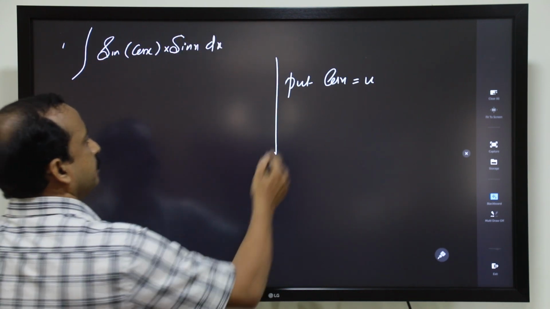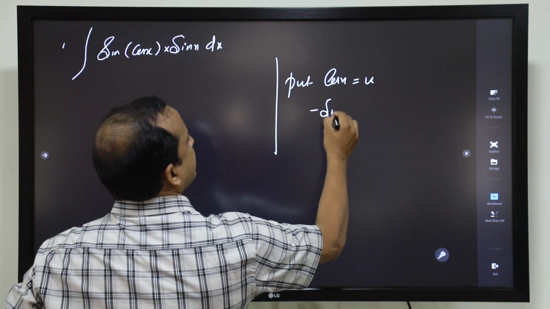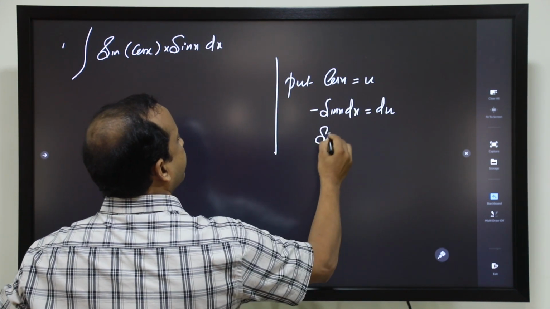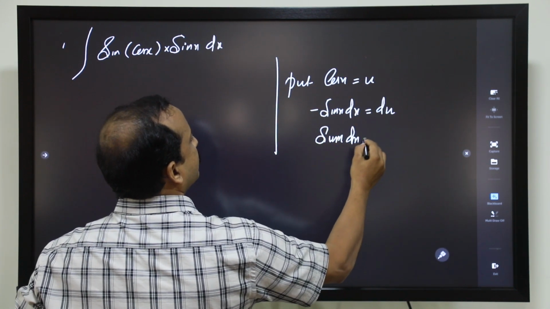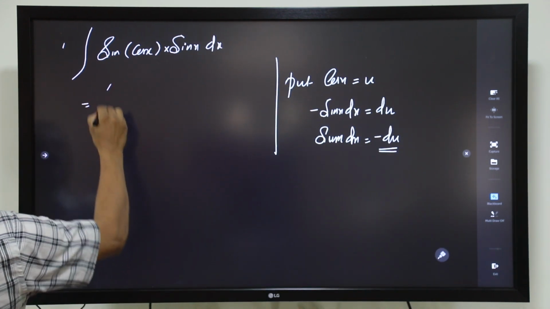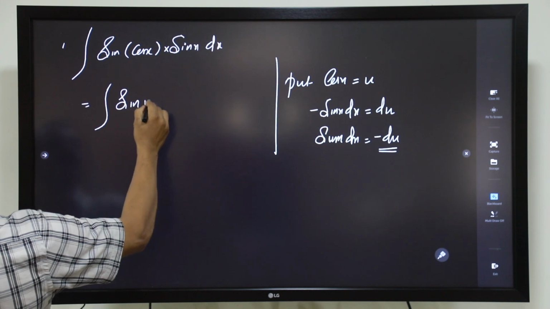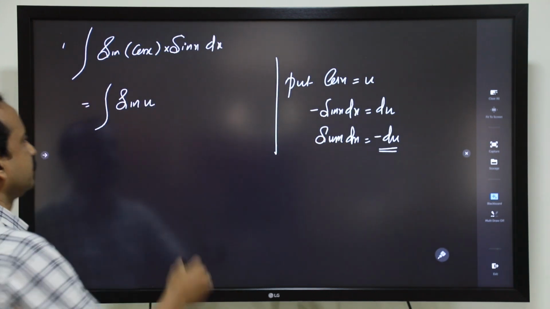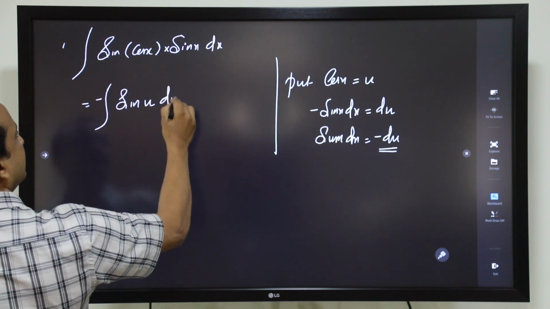Then we find the derivative. Derivative of cos x is minus sin x into dx is equal to du, and therefore sin x into dx is equal to minus du. Therefore our function changes to sin of u. Cos x we take u. Then sin x into dx is minus du. Minus is a constant value, into du.